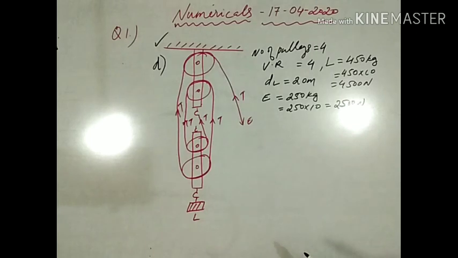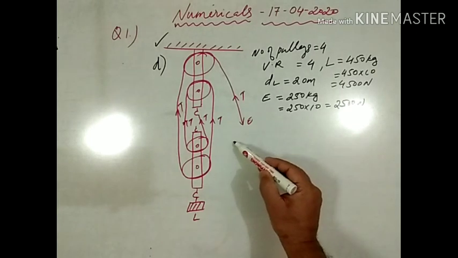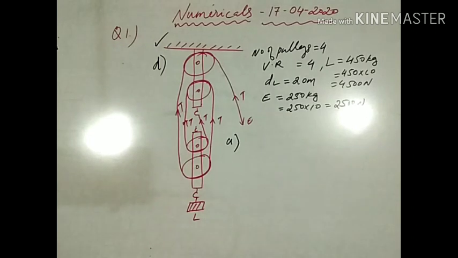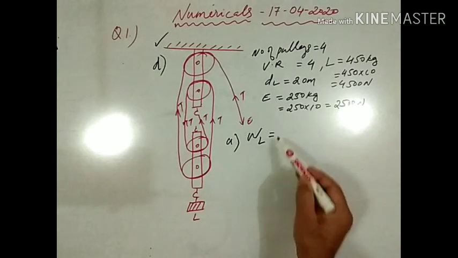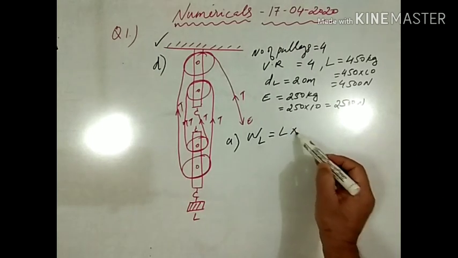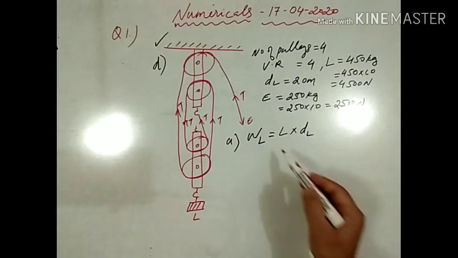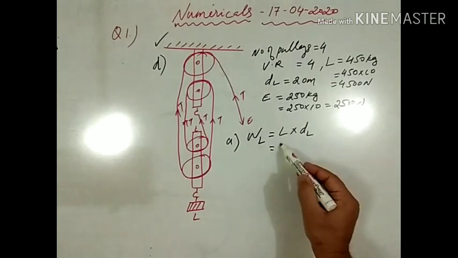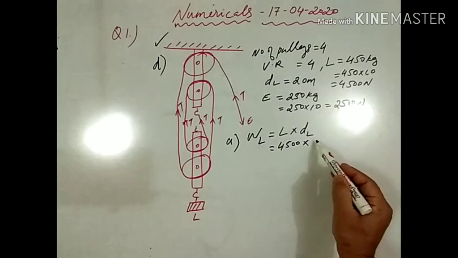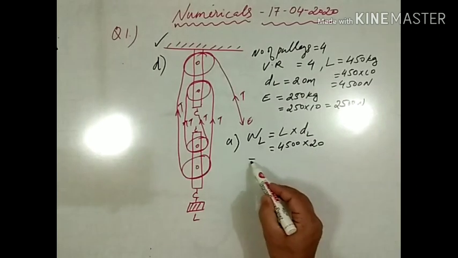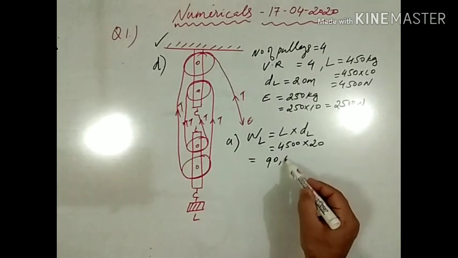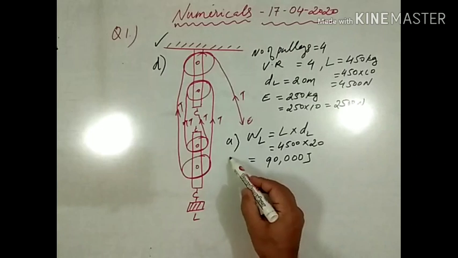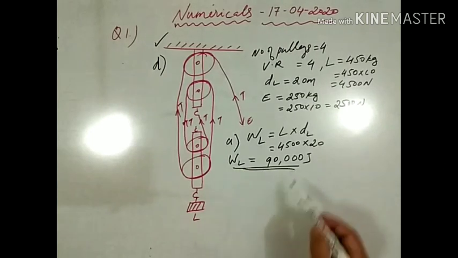Find the work done on the load. You have to calculate work done on the load. Work done on the load, WL is equal to, you know the formula, load into displacement of load. What is load given there? 4500 into 20, that is equal to 90,000 joule. This is work done on the load. So we got the value expressed in joule.